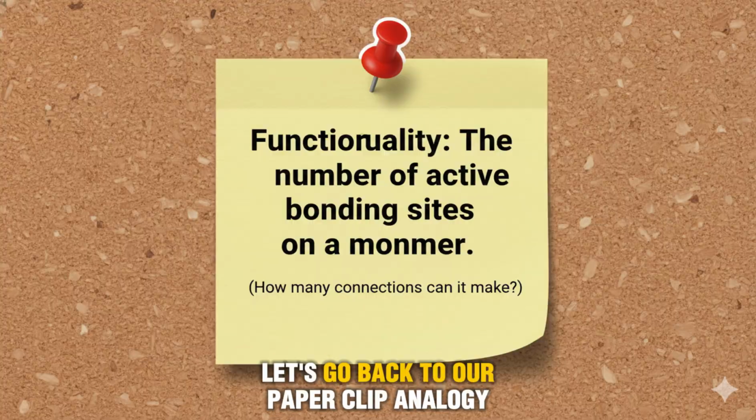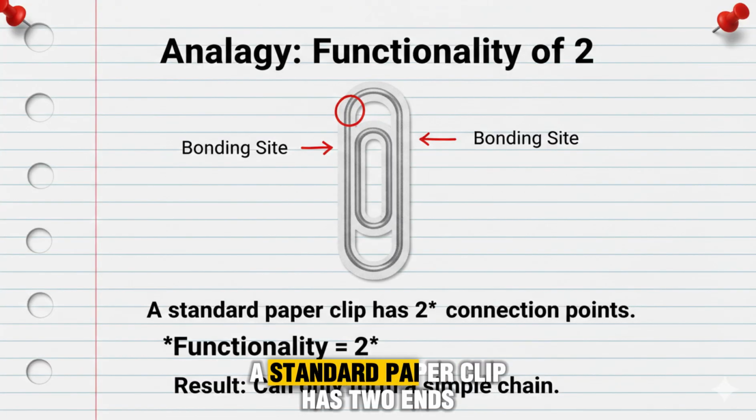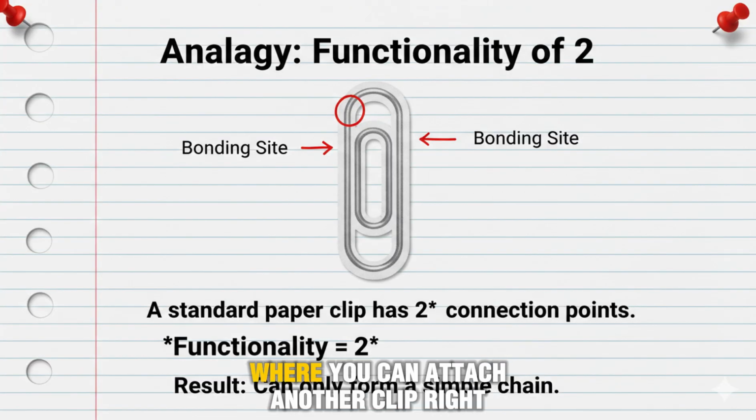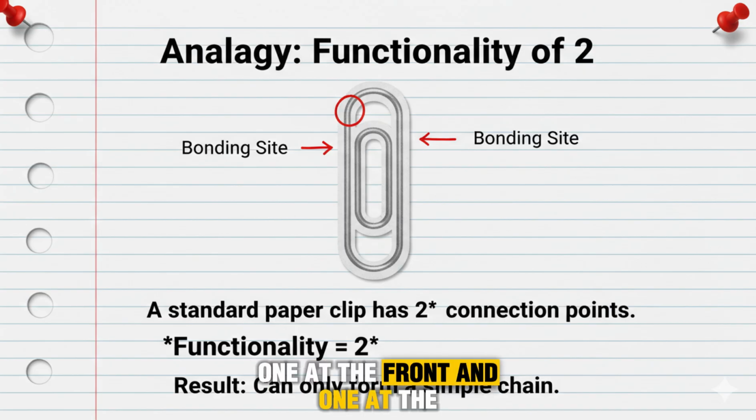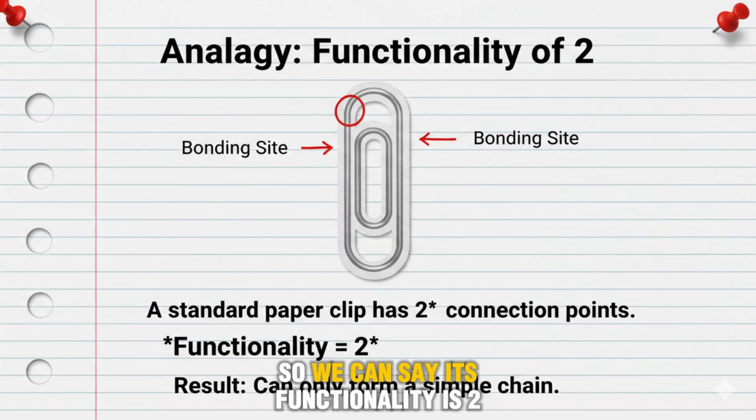Let's go back to our paperclip analogy. A standard paperclip has two ends where you can attach another clip, right? One at the front and one at the back. So we can say its functionality is 2. With a functionality of 2, you can only make a long single chain.